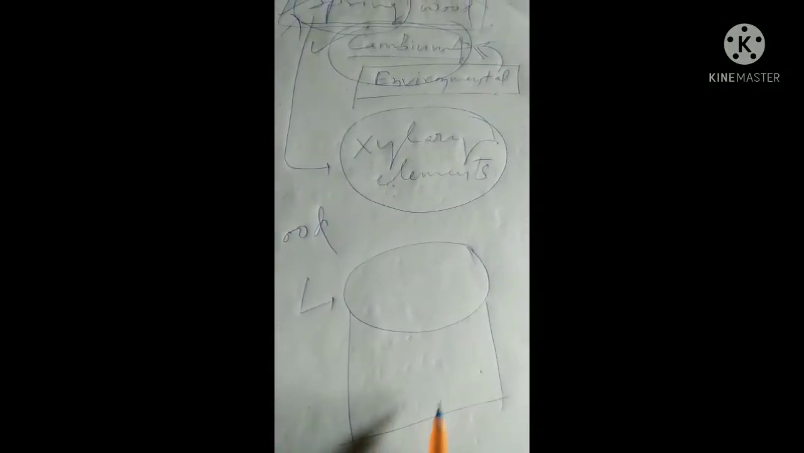Now you can ask me, sir, how does the spring wood look? Suppose it is the structure of a stem. We determine the age of a tree on the basis of annual rings. Now how are the annual rings formed? The annual rings are formed due to the formation of spring wood and autumn wood.